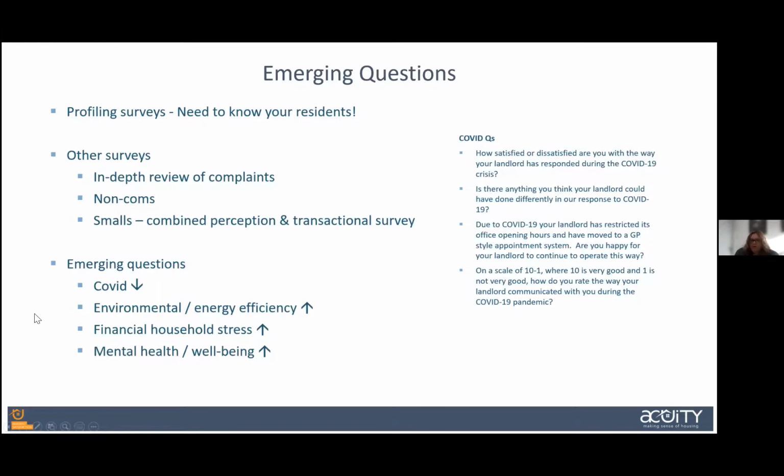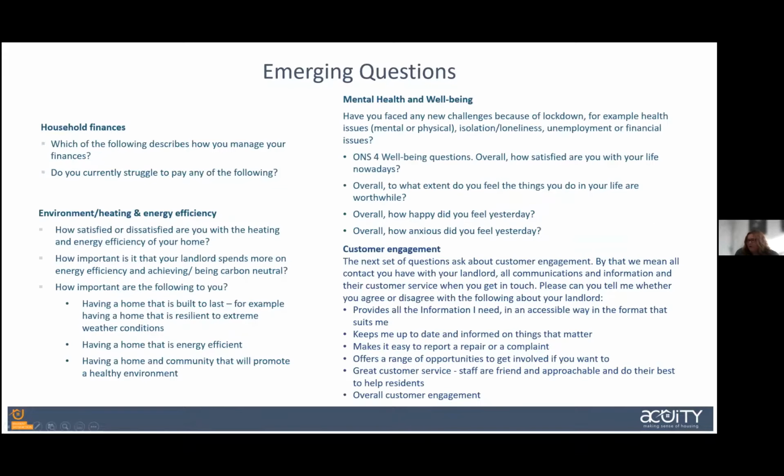And the ones that are emerging, I've put on the next slide, you'll get a copy. As we know, pressure on the household is going to increase, daily on the news, so we're seeing questions in there trying to understand if that can help.